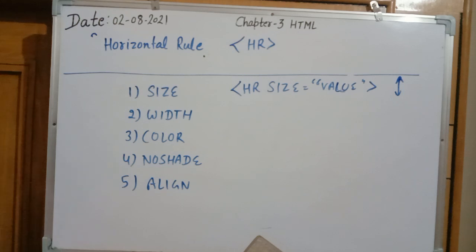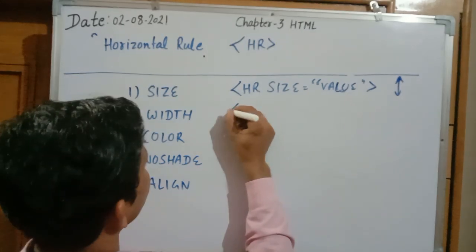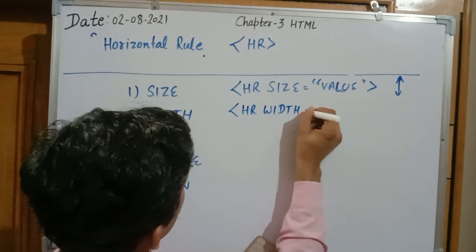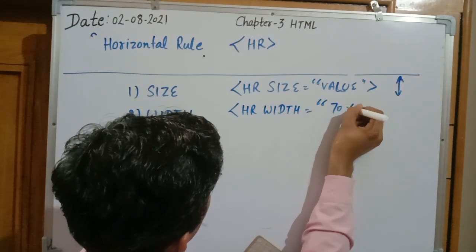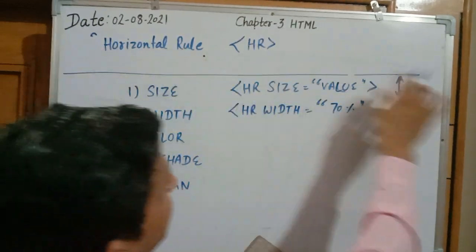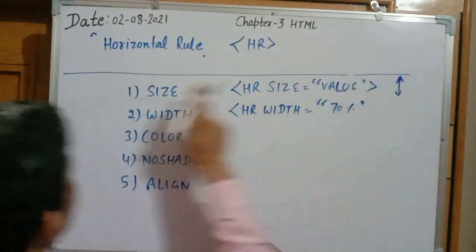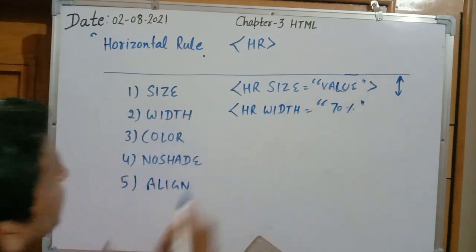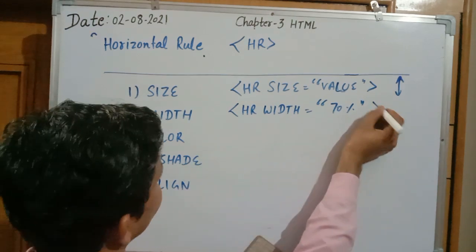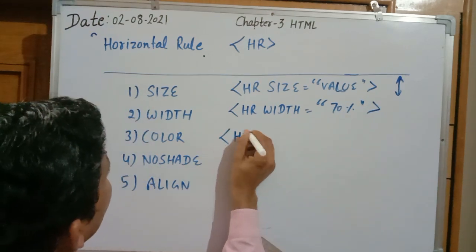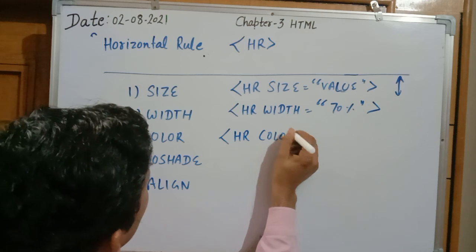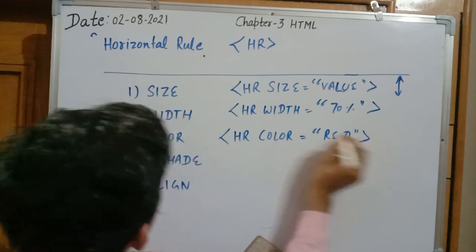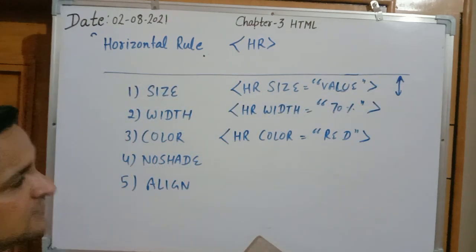Next is width. Width will represent the page percentage. Like, I am writing HR width equal to 70%. So what will it do? If 100% space is there, then it will leave 15% from this side and 15% from this side. The remaining 70% is covered. That is the concept of width. Third is color. What is the color of the horizontal rule line? Suppose I am writing HR color equal to red. So the line which will be displayed will be of red color.